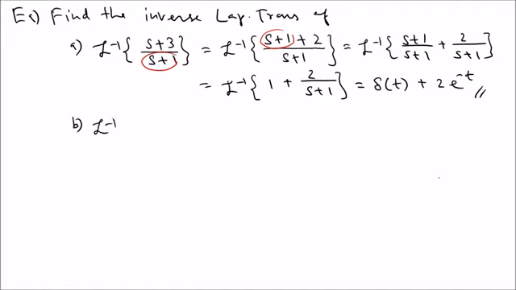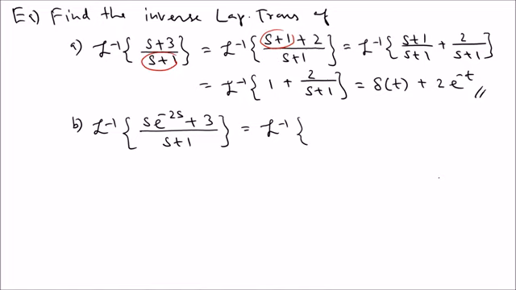So let's say s e to the minus 2s plus 3 over s plus 1. So what we can do with this? Again, we can split this. So this one we can write as L inverse. So you can see we have s here. So we can do the same idea.